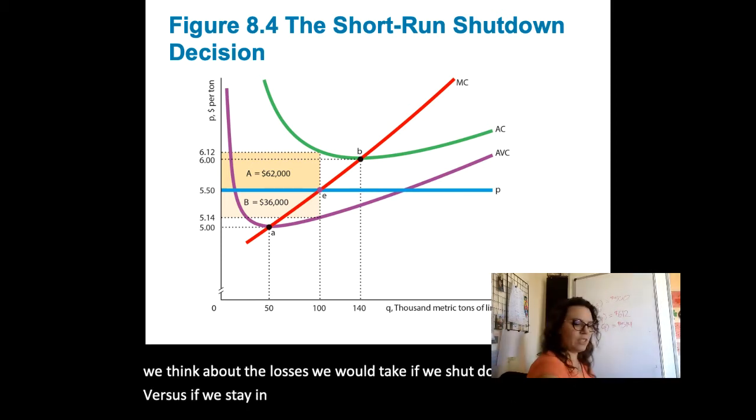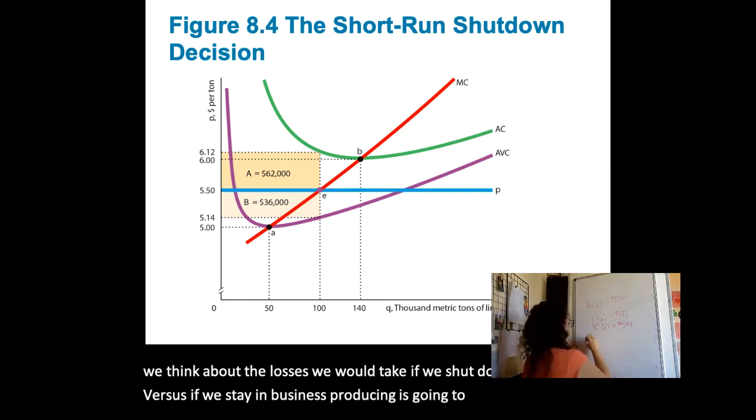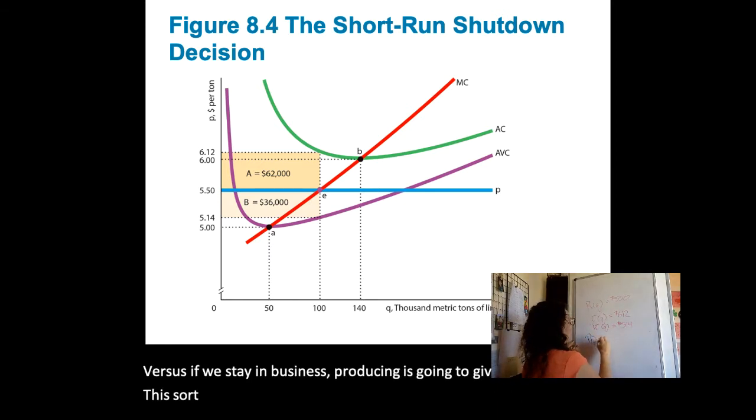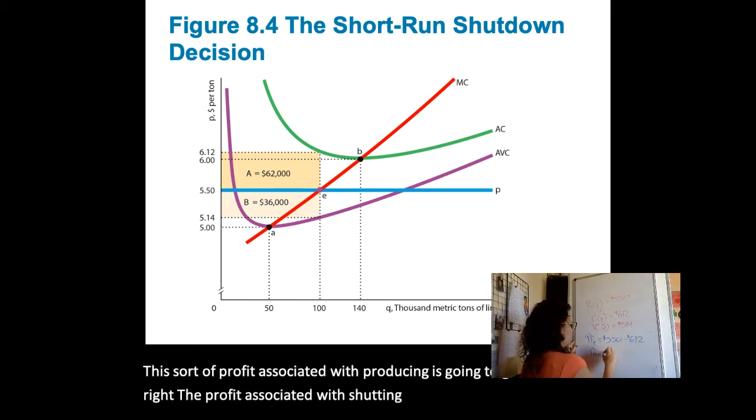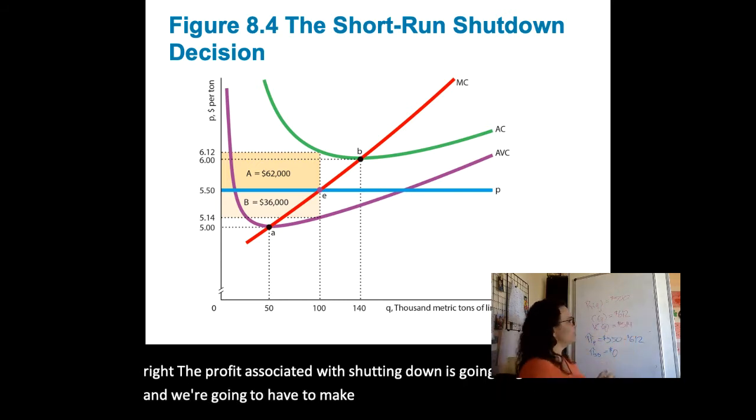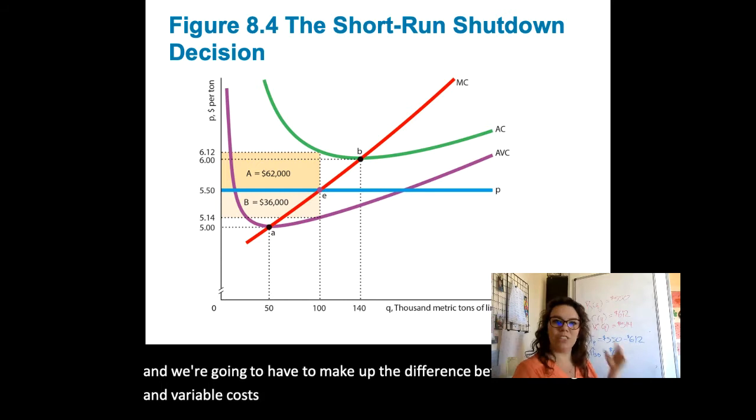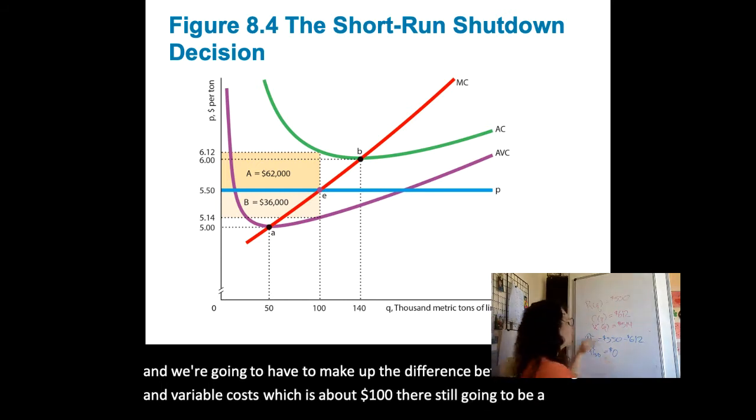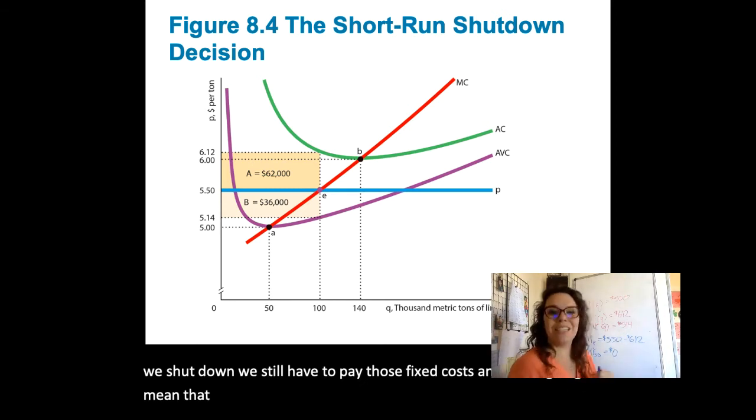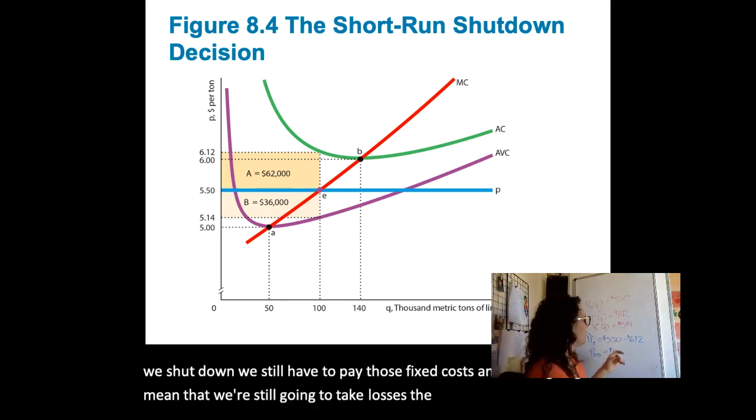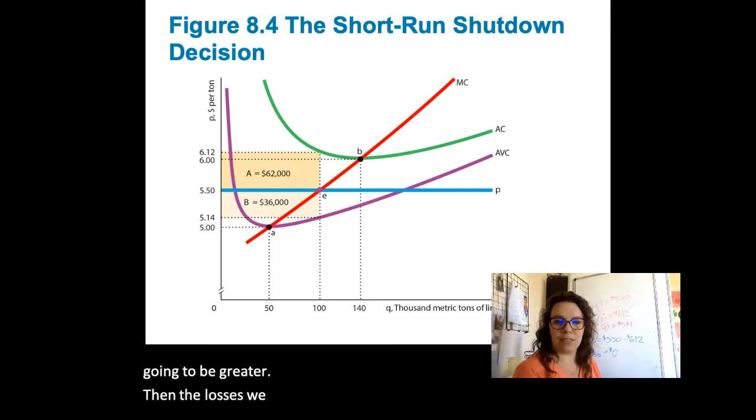So if we think about the losses we would take if we shut down versus if we stay in business, the profit associated with producing is going to give us 550 minus 612, right? The profit associated with shutting down is going to give us $0, and we're going to have to make up the difference between average and variable cost, which is about $100. There's still going to be a loss. So if we shut down, we still have to pay those fixed costs, and that's going to mean that we're still going to take losses. The losses are going to be greater than the losses we would take if we stayed in business.